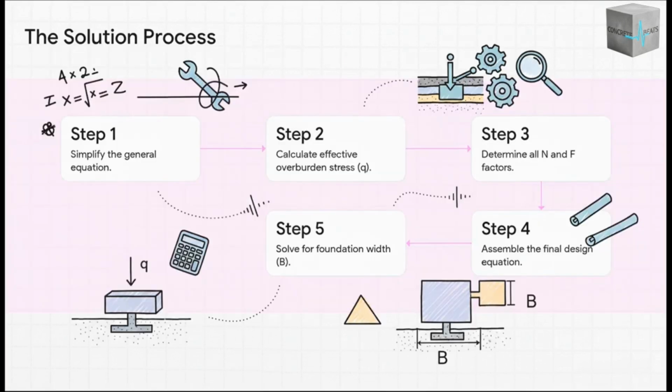We're not just going to jump in randomly. We've got a game plan, a clear 5-step process that's going to keep us on track and make sure we don't miss anything. We'll simplify the formula, calculate all our inputs, build the final equation, and then solve for the one thing we need, the width, B.